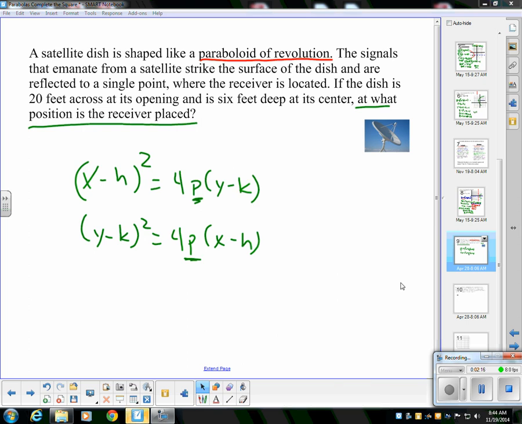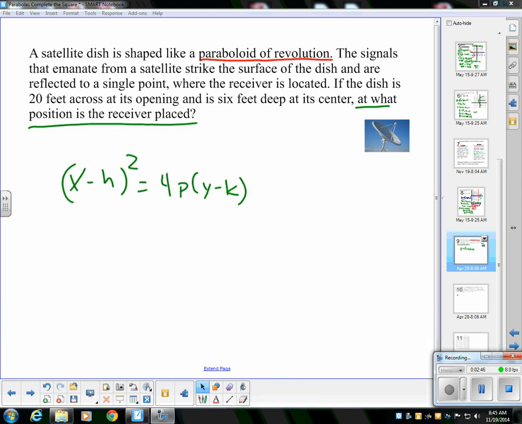Now here's the nice thing about a problem like this. You have the leeway to choose which form of the equation you want to use and how you want to orient it. My suggestion, unless you're specifically told differently, is to stick with the x minus h version, mainly because we're just sort of oriented to think of satellite dishes pointing up or down or something like that. And that's also the math is going to work out better. So with that in mind, for us to answer this question, we're going to need to find p.